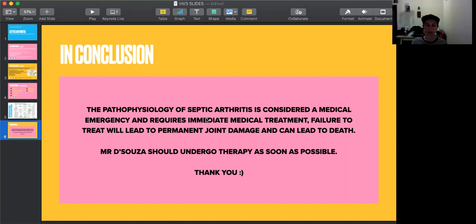Septic arthritis is considered a medical emergency and requires immediate medical treatment. Failure to treat will lead to permanent joint damage and can lead to death. Mr. D'Souza should undergo therapy as soon as possible.